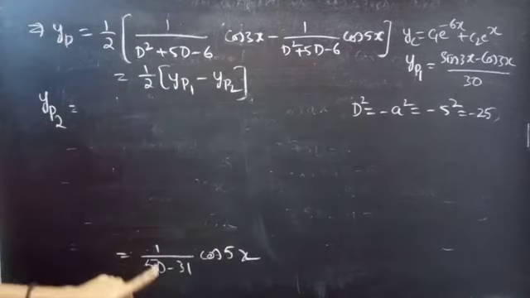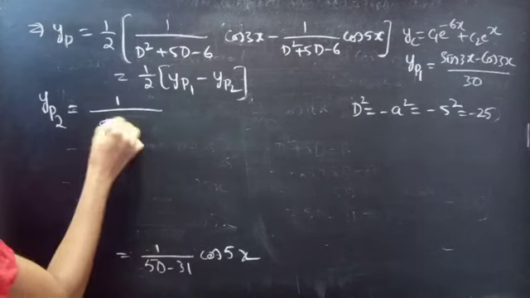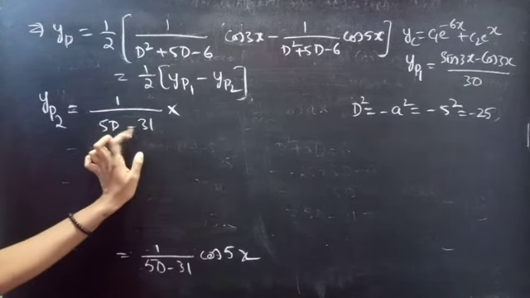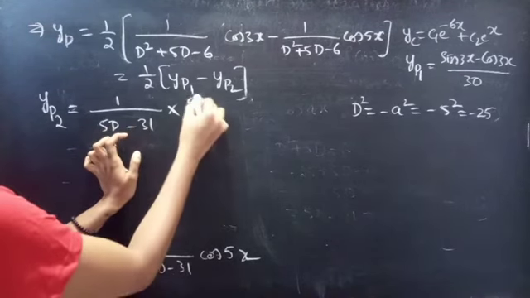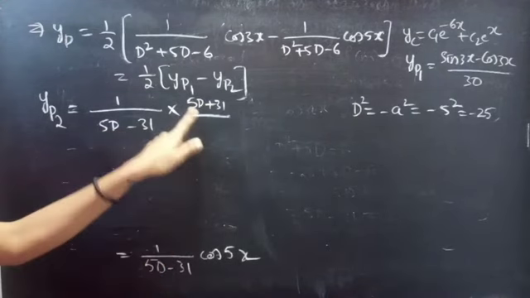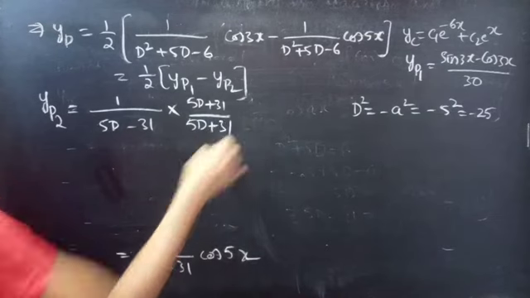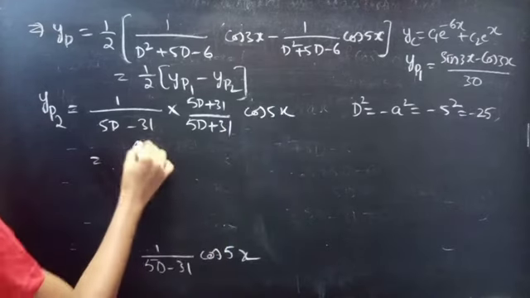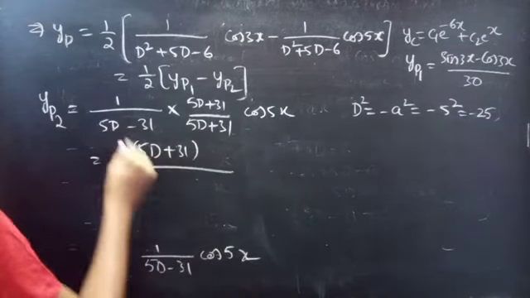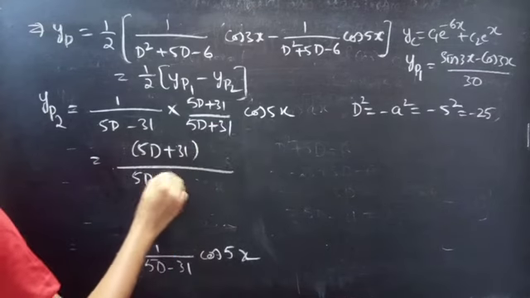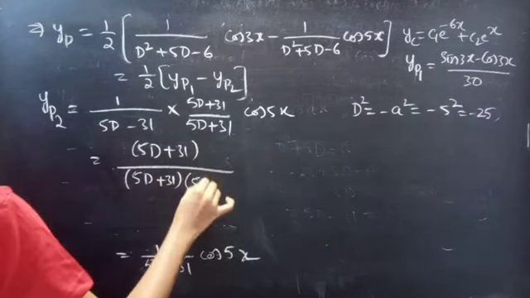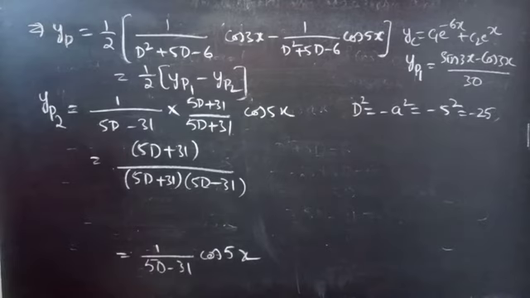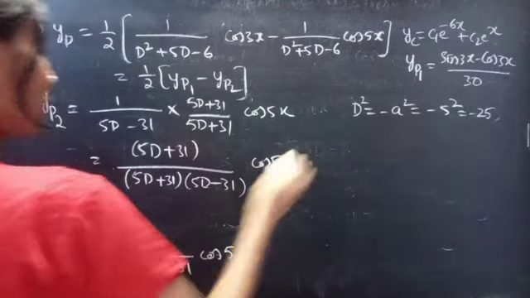Now yp2 becomes 1 by 5D minus 31 into, see we are having 5D minus 31. So change the sign, then you'll get 5D plus 31, right? So we'll multiply and divide with 5D plus 31 into cos 5x. This is equal to 5D plus 31 by, you can just write this as 5D plus 31 into 5D minus 31, which is in a plus b into a minus b form. You can write it in a square minus b square form, into cos 5x.